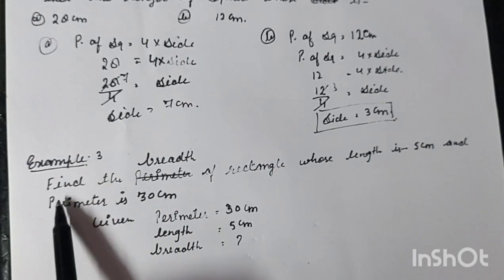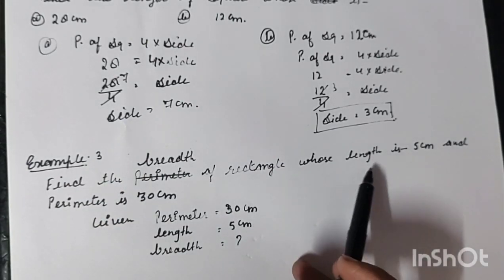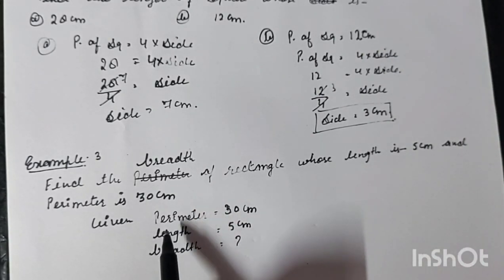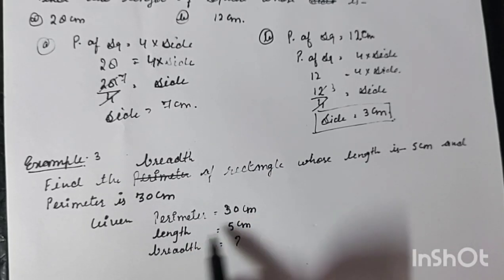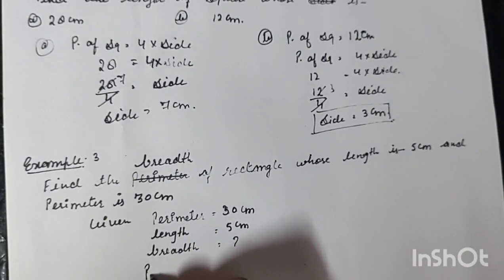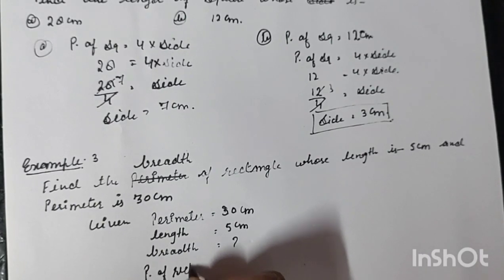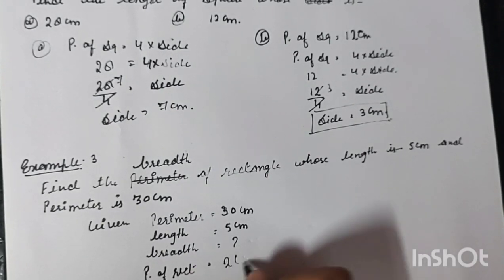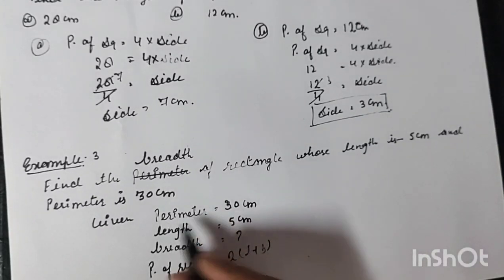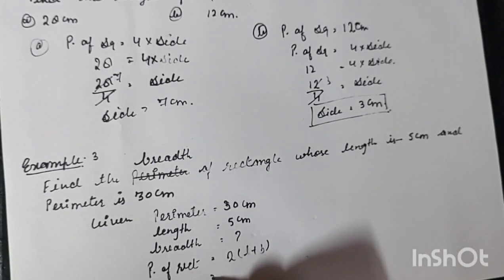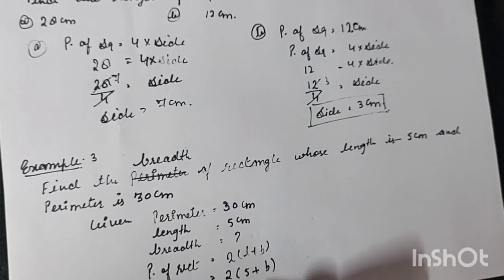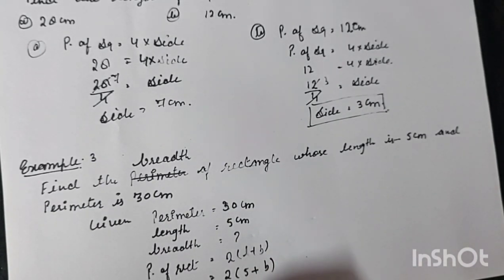Next example is: find the breadth of a rectangle whose length is 5 centimeters and perimeter is 30 centimeters. In this question, perimeter is 30 centimeters, length is 5 centimeters, and we have to find the value of breadth. According to the formula, perimeter of rectangle is equal to 2 into (L plus B), right? So first of all we will put the values. 30, perimeter of rectangle, is equal to 2 into (L is 5 centimeters plus B, which we have to find). Now open this bracket.